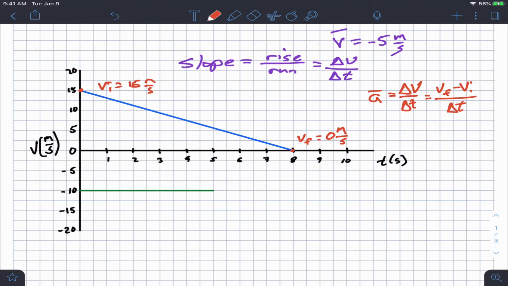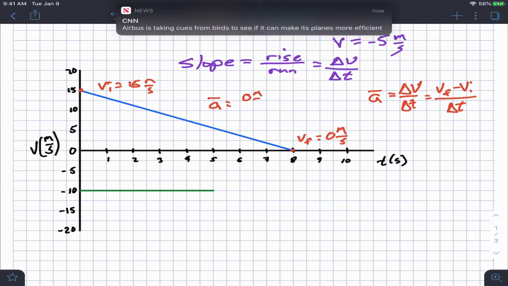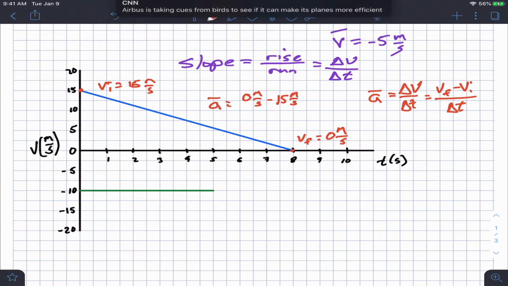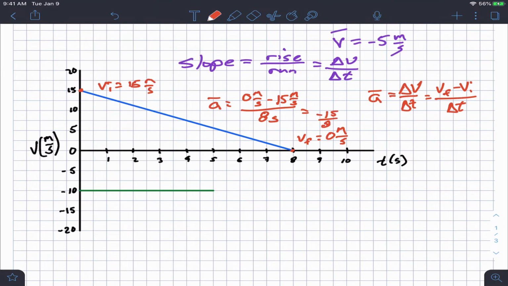So our average here is final velocity, 0 meters per second, minus 15 meters per second, divided by 8 seconds. All right, so negative 15 meters per second over 8 seconds, which is meters per second squared. I'm running out of room here, which would be negative 1.88 meters per second squared. All right, so that gives us the ability to find an average.